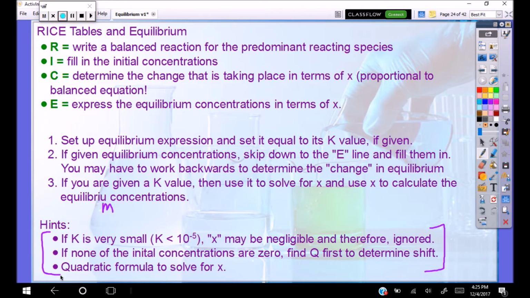We also have situations where sometimes the initial concentrations are not going to be 0. So you might need to find Q first in order to determine which direction it shifts. And for some of the really tricky ones, I'm sad to say the quadratic formula is going to become your friend.